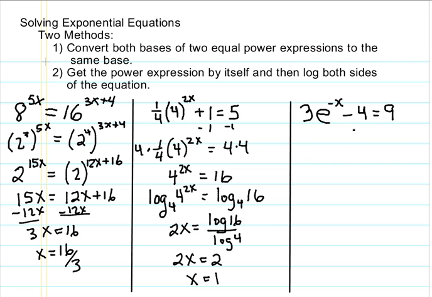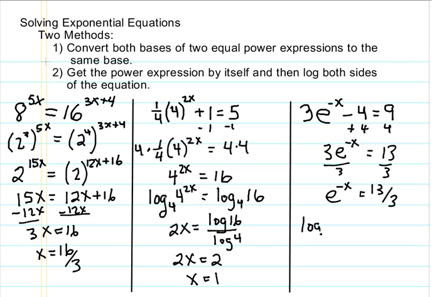Okay, lastly here we're going to add 4. So we have 3e to the negative x equals 13, and then we divide by 3. And we have now e to the negative x equals 13 thirds. Now here we're going to take log base e of e to the negative x. But if you remember, there's an abbreviation for log base e that's on the calculator that's called the ln. So I'm going to write it as ln on the right side.